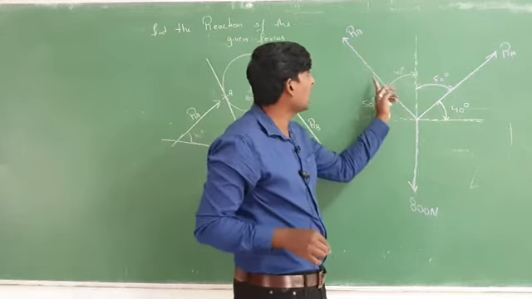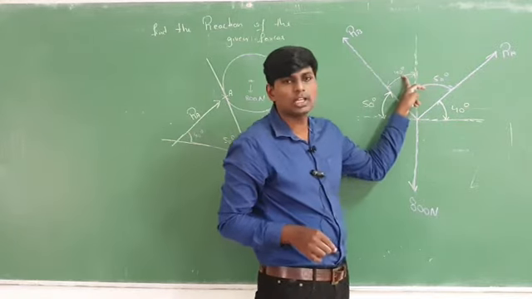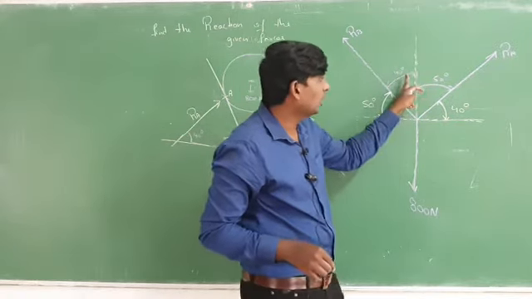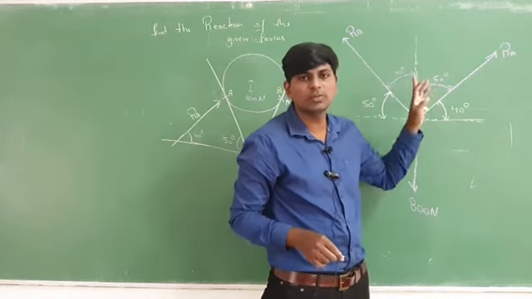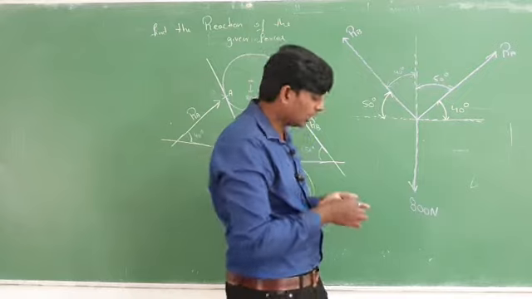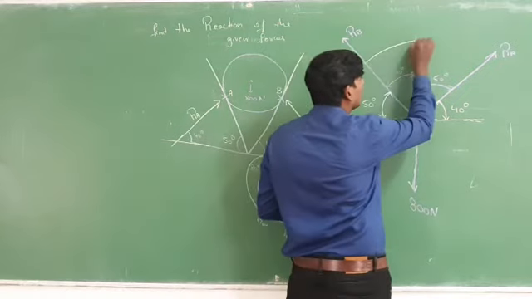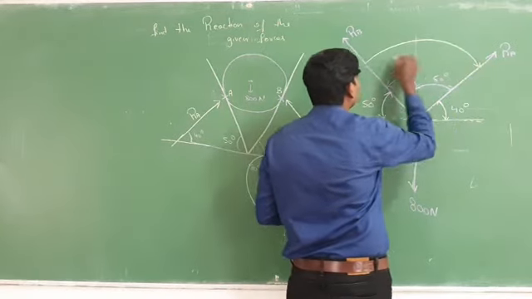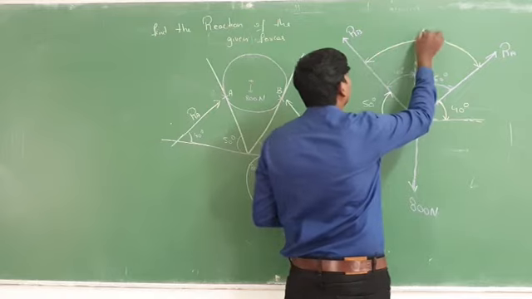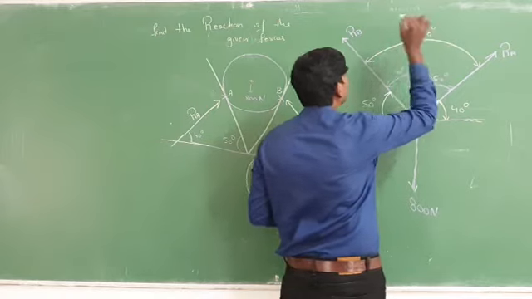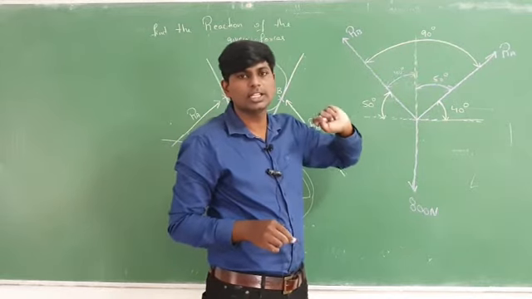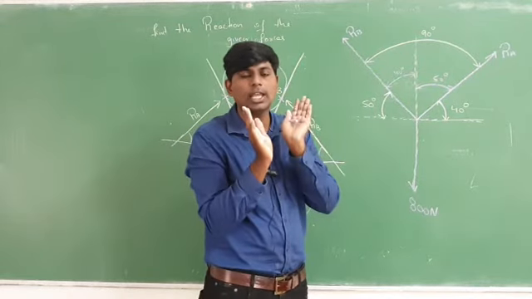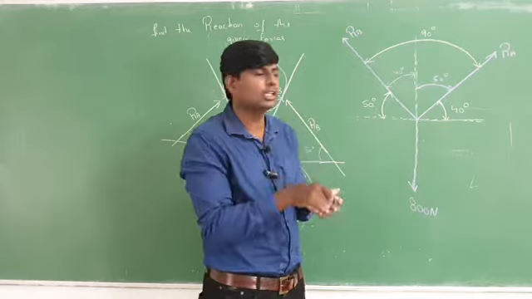Now between this RA and this axis, you know the angle, how much is it? 40 degree. And between RA and the vertical axis, how much is the angle? 50 degree. The sum of these two angles is equal to how much? 90 degree. Between RA and RB, you know the angle is 90 degree.